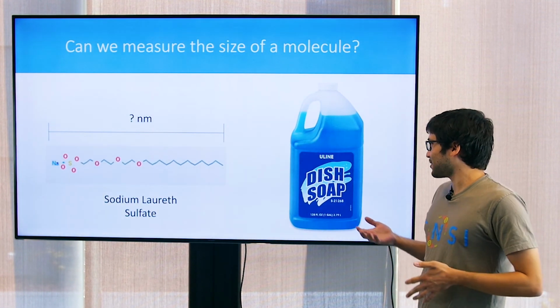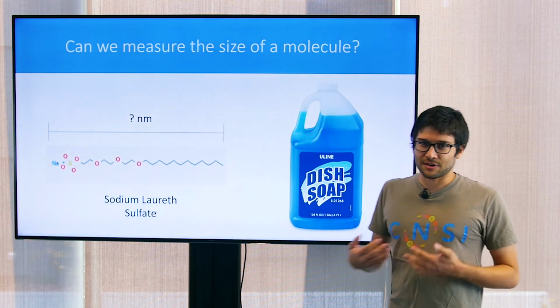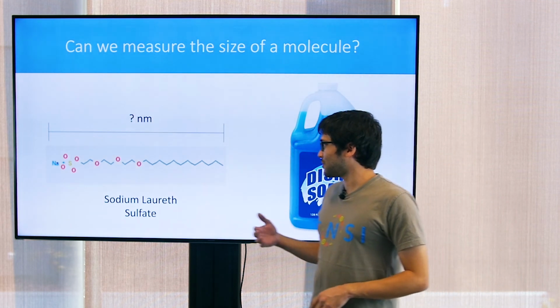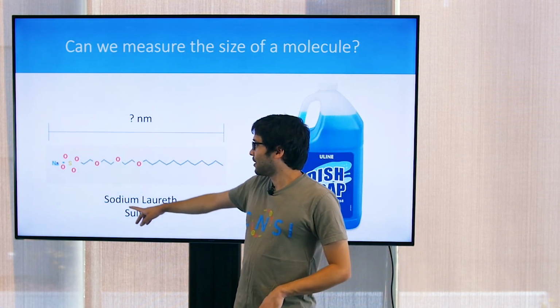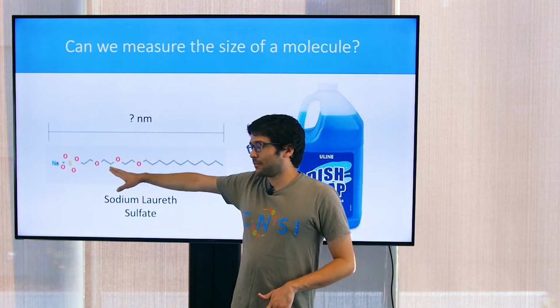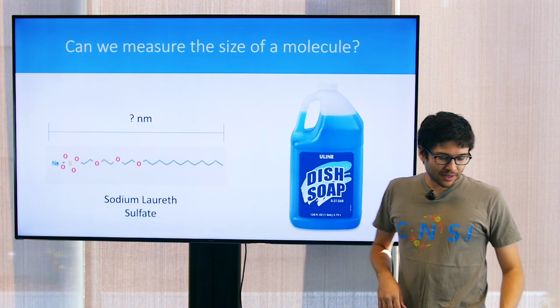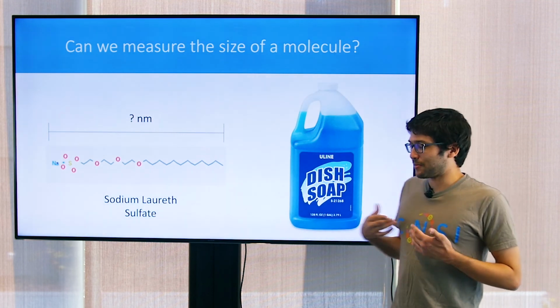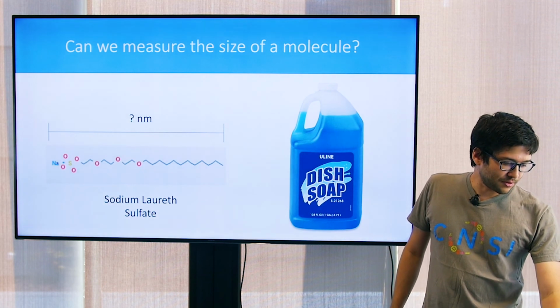In this case, we're going to be looking at dish soap, which contains detergents. Most detergent molecules look something like this, where you have a long carbon chain on one end and a polar head group on the other. And I'm going to show you how we can try to estimate the size of a molecule like this.